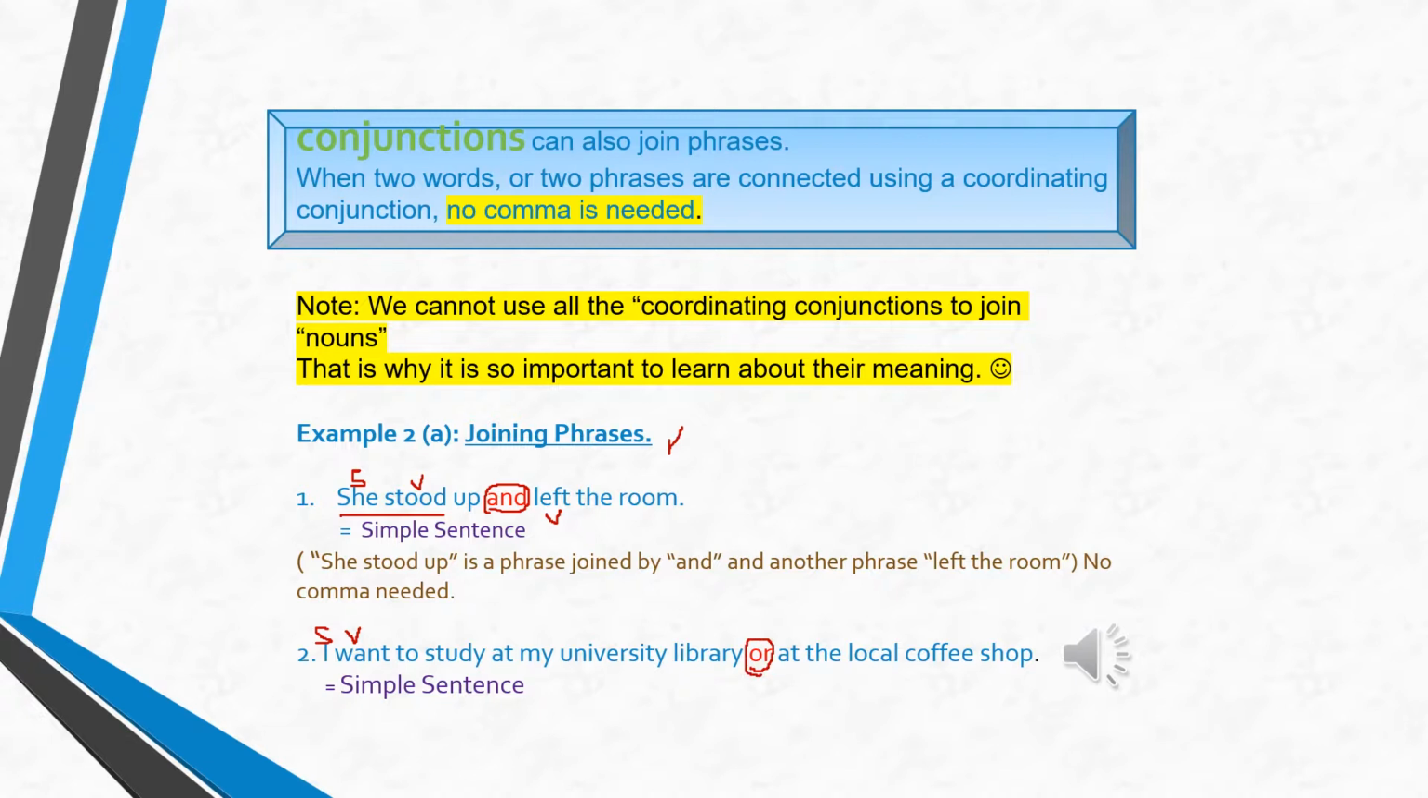We don't have another subject. What I have is at the local coffee shop, we call this a phrase. We understand that we are using the same subject. So who wants to study at the university library or at the local coffee shop? I. So I only have one subject in this sentence. The name of this sentence is a simple sentence.